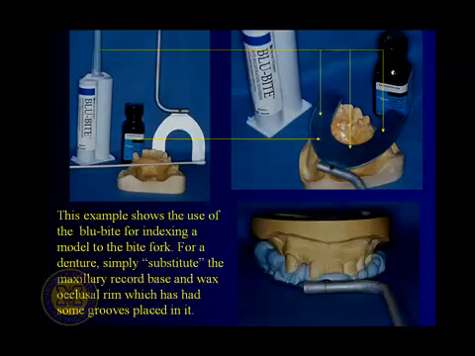Squirt a little bit of Blue Bite all the way around your bite fork, and then either the cast that you have, the upper cast, can be pressed into that Blue Bite, leaving the indentations of the teeth in the Blue Bite material. Or, I hope people can picture in their minds, if you've got a record base with a wax occlusal rim, you could set your wax occlusal rim into this. No problem.